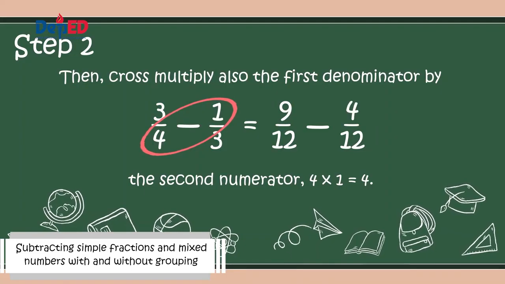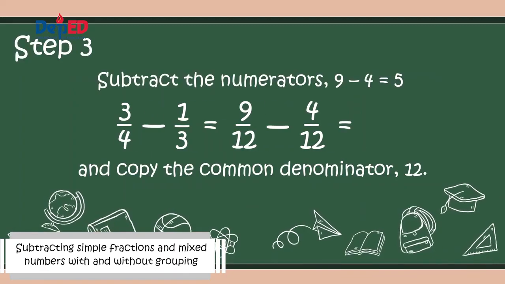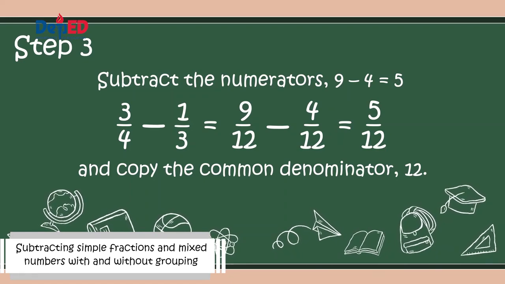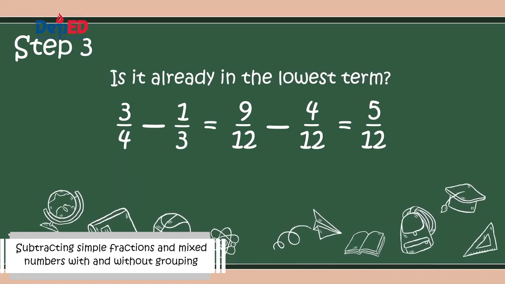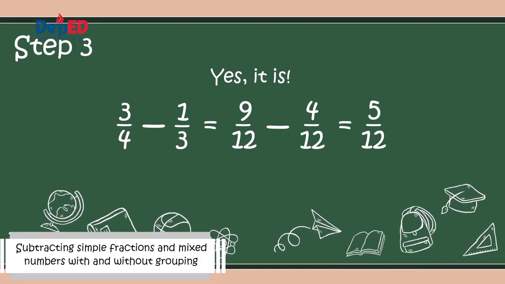Step 3. Subtract the numerators. 9 minus 4 equals 5 and copy the common denominator 12. So we have 5 twelfths. Is it already in lowest term? Yes. So 3/4 minus 1/3 equals 5 twelfths.